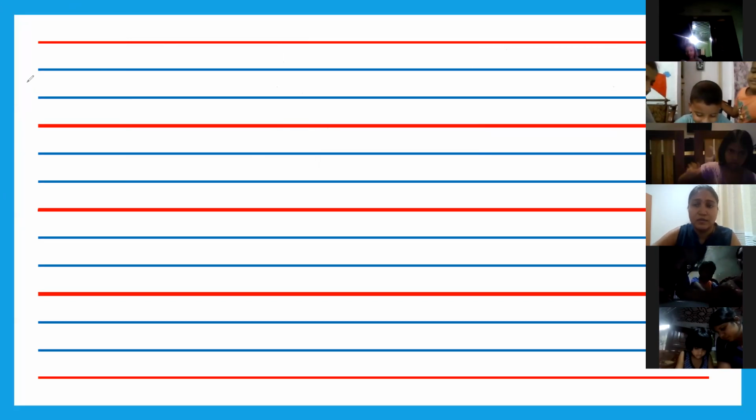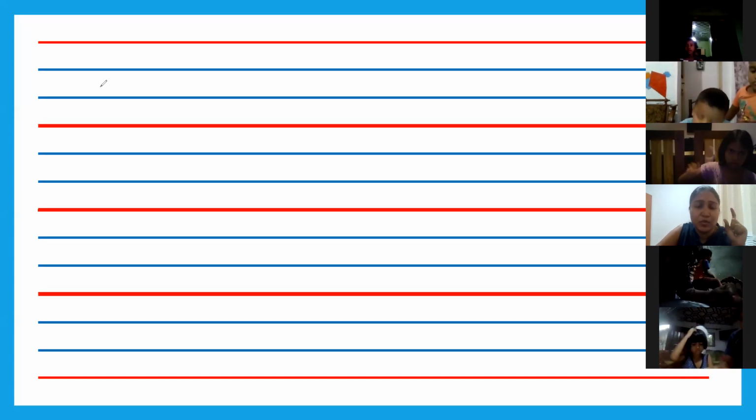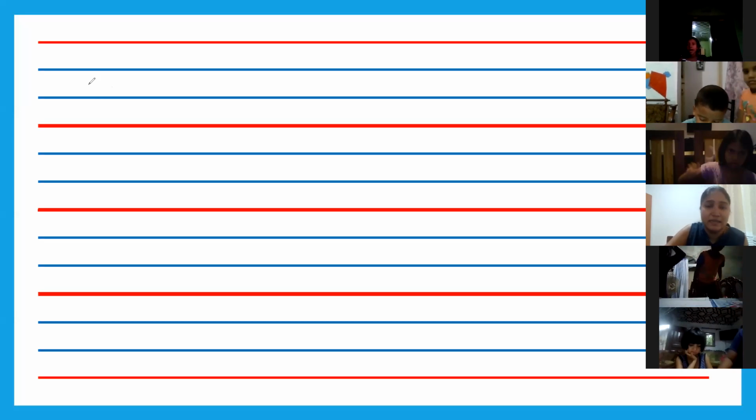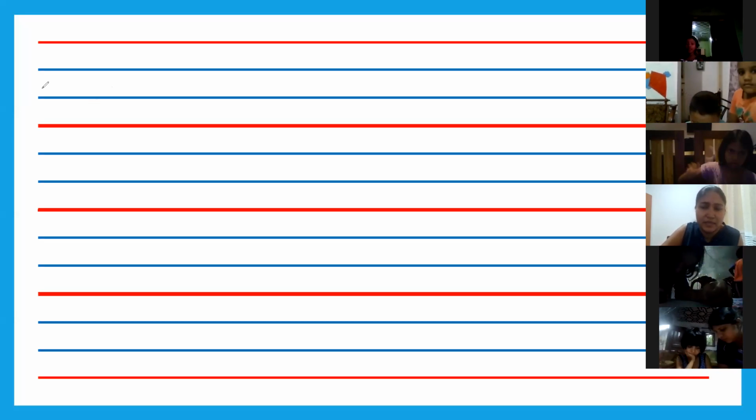Okay, now the lowercase one is small, not big like the uppercase one. It's not big like the previous one, right? We write it small, in between the blue lines. We write in between the blue lines. We write between the two blue lines. Where do we start, son? We start from the blue line. Okay, we start from the blue line.